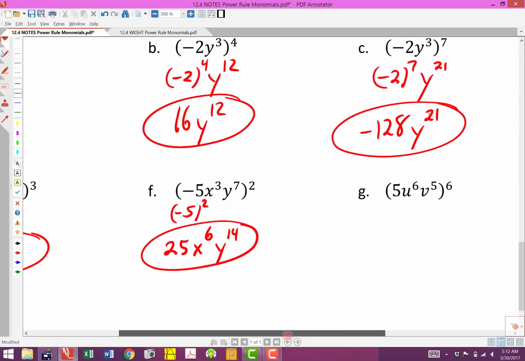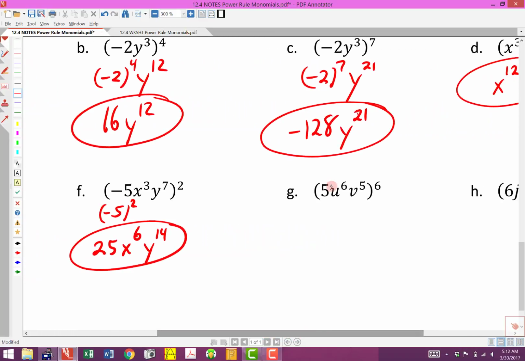So let's take a look at these last couple. Again, if you want to think of the 1, that would be fine, but we can just write 5 to the 6th. If you want to use parentheses on that, that's fine. It's definitely needed when we have a negative. When we have a positive, not so much. So this is going to be u to the 6 times 6, 36. V to the 5 times 6, 30.